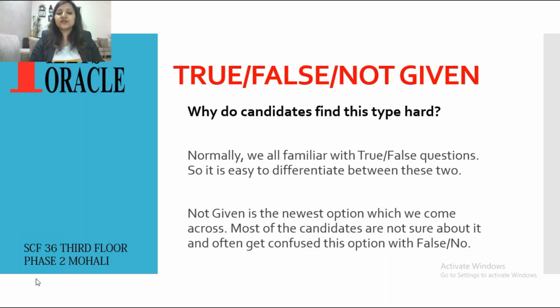Before proceeding towards the strategy, let's find out why candidates find it quite hard to solve True, False, Not Given questions. Normally, we are all familiar with True and False questions, so it is quite easy to differentiate between these two options. Not Given being the newest option we have come across, most candidates are not sure about it, and they often confuse this option with False or No. So I'll provide you the strategy with the help of which you can very easily cope with this kind of question type.